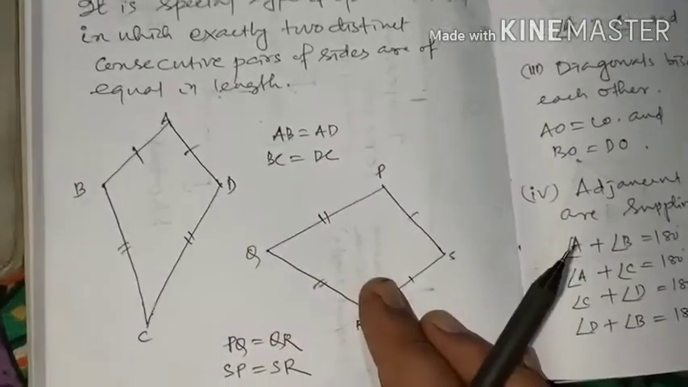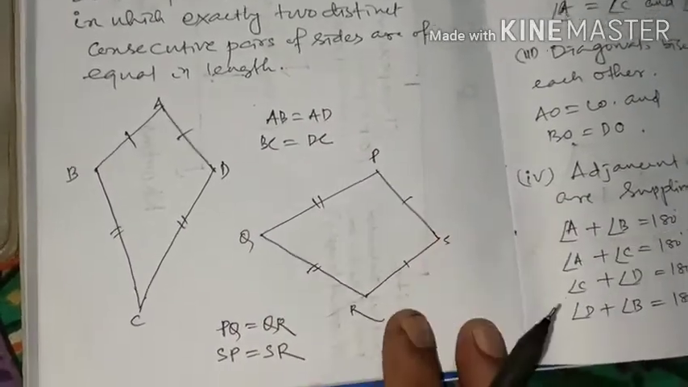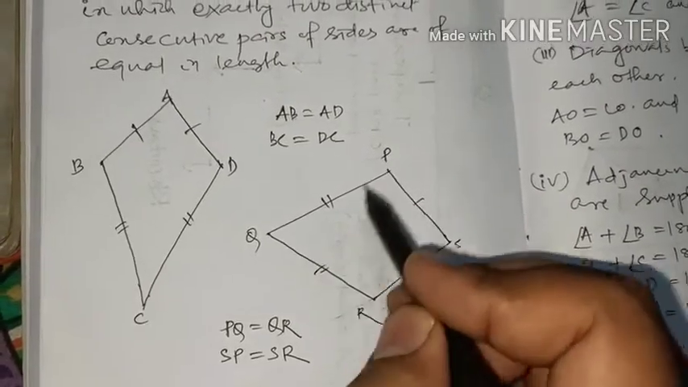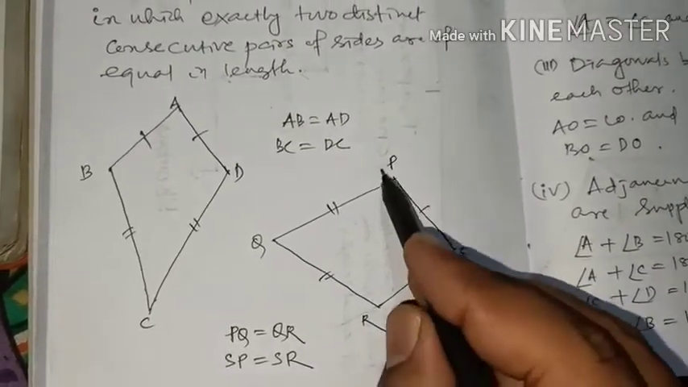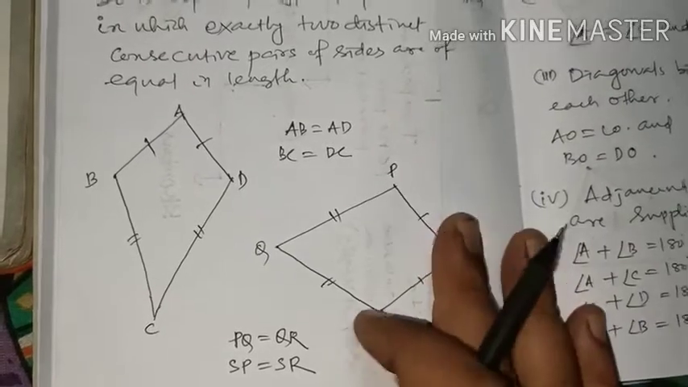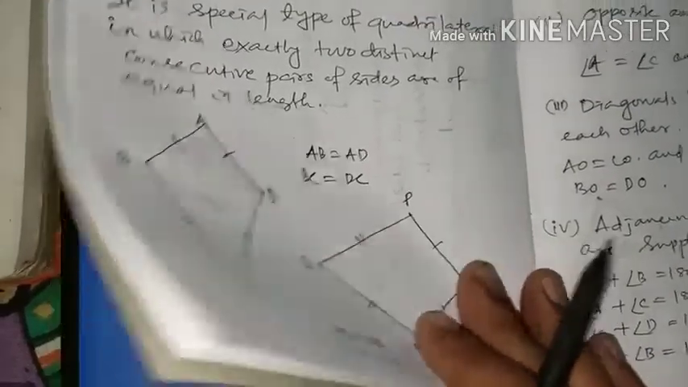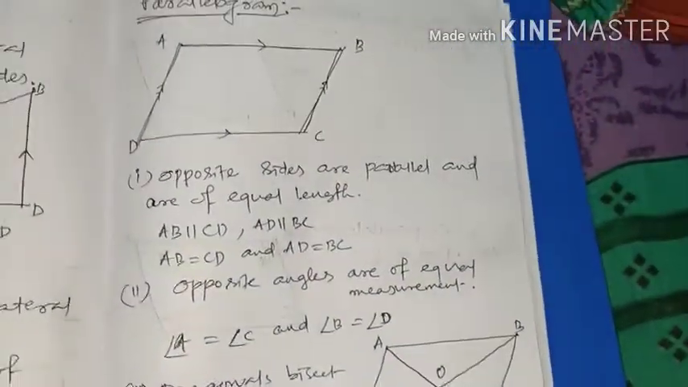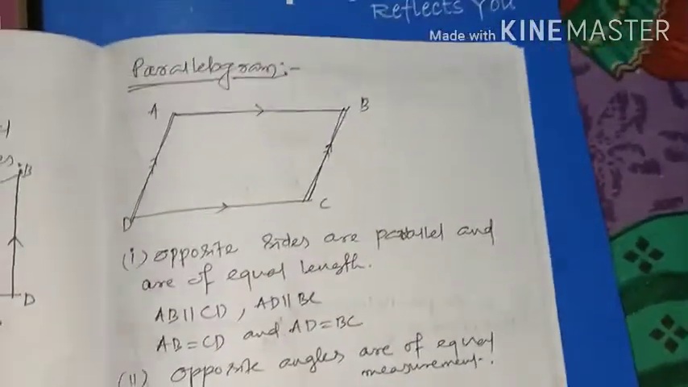Right now, here you can see PQRS is another kite where PQ is equal to QR and PS is equal to SR. Right now, let us learn about another type of quadrilateral, that is parallelogram.